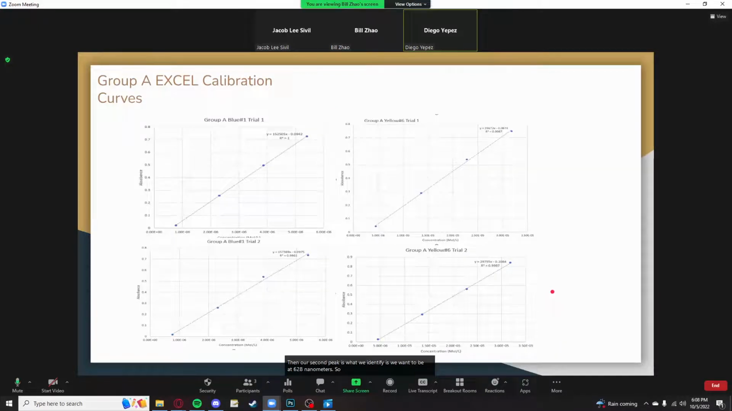So this is our Excel calibration. This is the concentration and the absorbance. For the first point, we did 0.55, and then we continued to just add more and more stock to it until the final one, which is about 3.44.